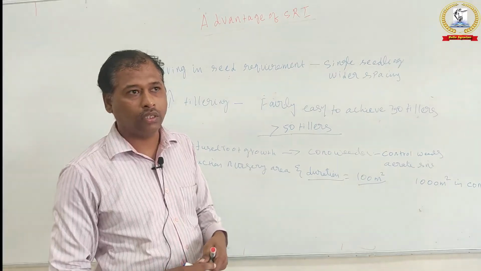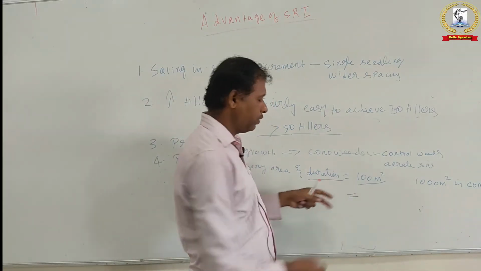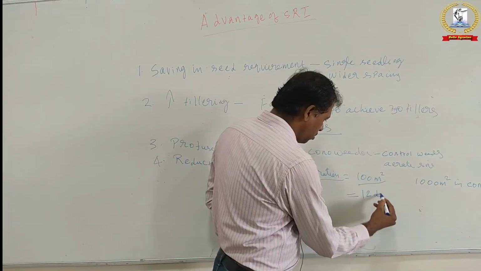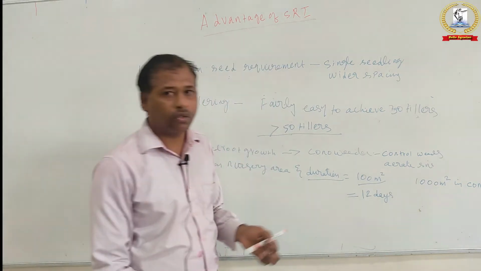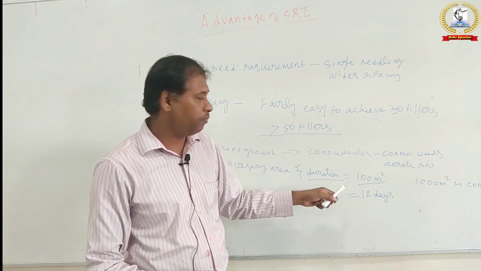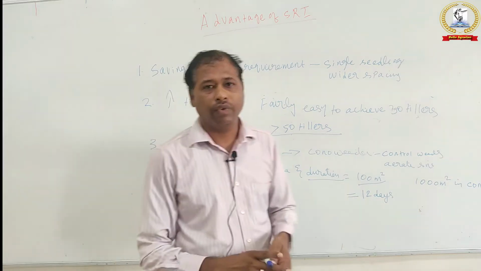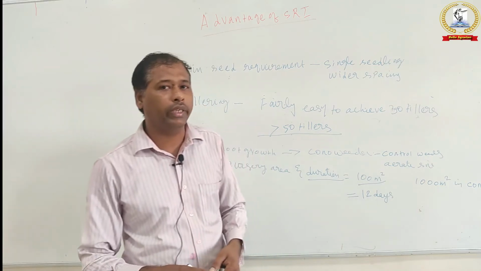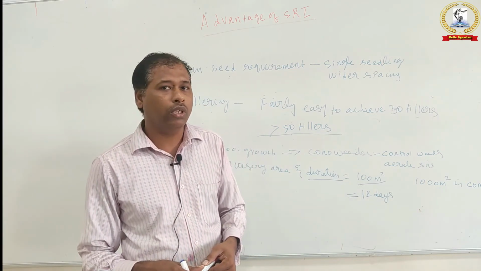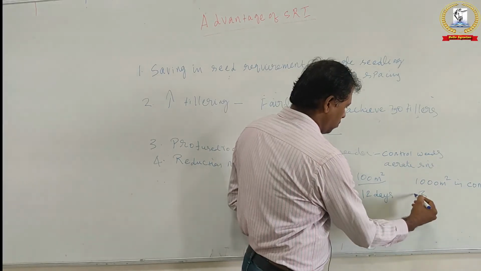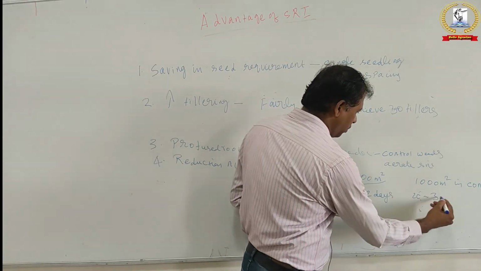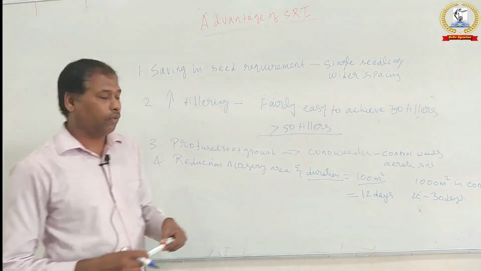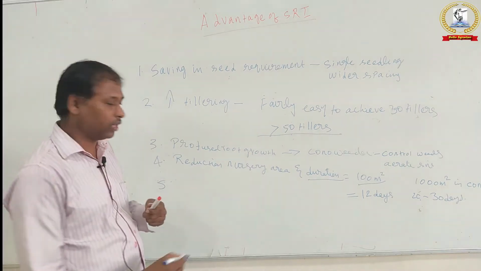And the duration. In SRI we establish seedlings in about 12 days. So seedlings occupy the nursery only 12 days in SRI method, whereas in conventional method the seedlings occupy the nursery area for more than 20 days, and sometimes it may extend up to 30 days also. Okay, so the fifth advantage is water saving.